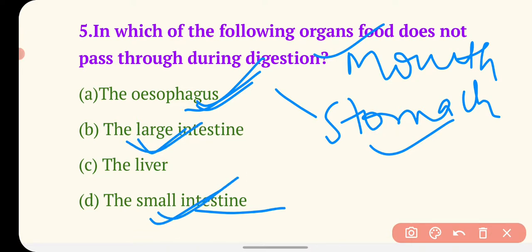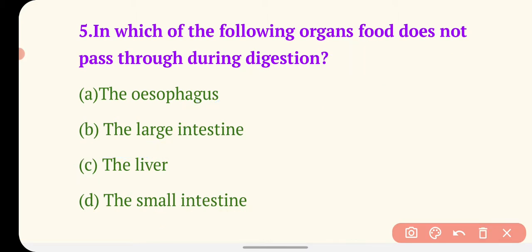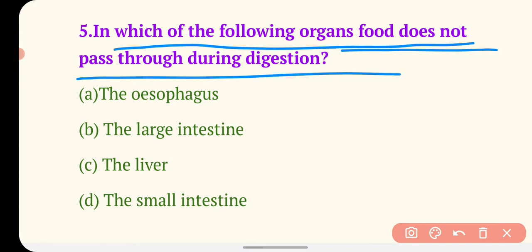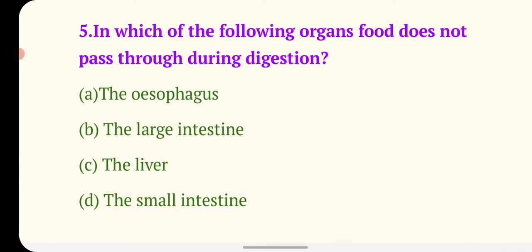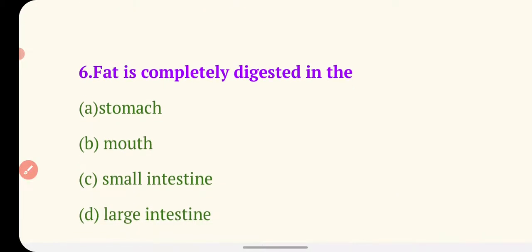So food never goes into the liver. The right option is the liver, because the question is, in which of the following organs does food not pass through during digestion? The food doesn't go into the liver, so the correct option is liver. In our digestive system, the food doesn't go into the liver.